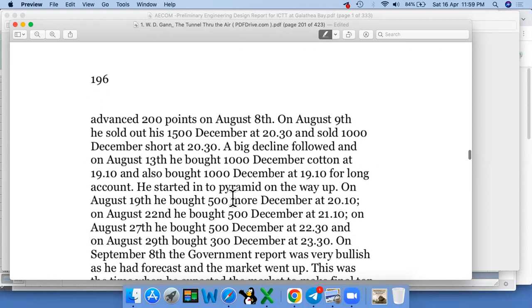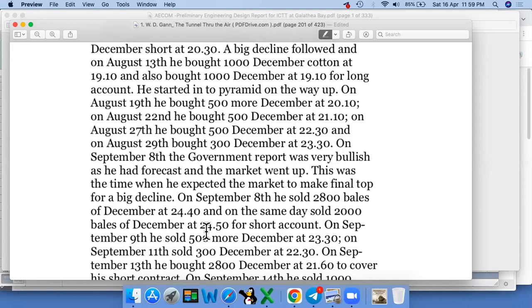And on September 8, he sold 2,800 bales of December at 20.3, 20.4 and 20.5 short account, right? So this was the high that we got around those days. And on September 9th, he sold 500 more December at 22.3. September 17th, sold 35 at 22.3. So it was from this point that it started moving back. So that was 8th of September. And as we told you, 8th of September was the high. And from high to high, it was somewhere around 90 days.